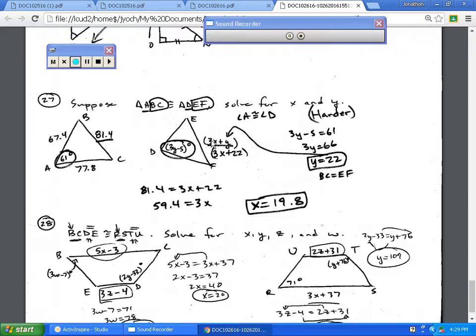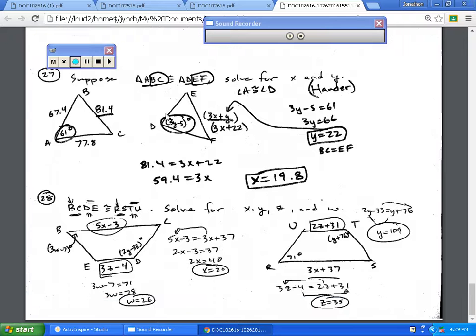Guys, on 27, it's a little bit harder, possibly, to solve here. Here's what you need to do. First off, take a look at this one with y. It just has a single variable, so let's work with this. This is angle D. What does angle D correspond with? Angle A. They're in the same first position. So you're going to set angle D, 3y minus 5, equal to angle A, 61. You get y is 22.